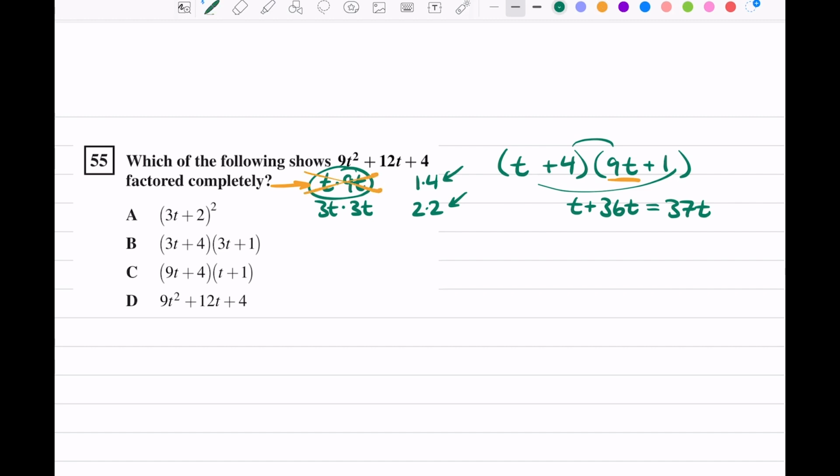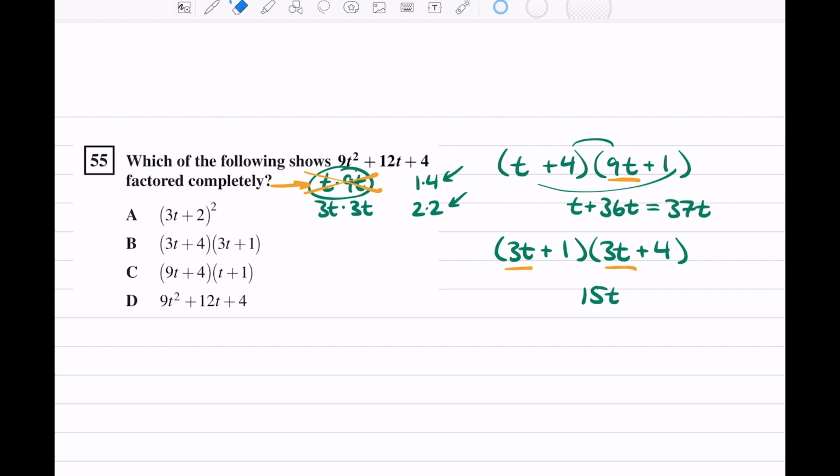And now we need to try 3t and 3t. So we'll put those in as our first pieces. And then again, we're going to need to check our last pieces. And since our first pieces are both the same, it doesn't matter where our 1 and our 4 go in this case. We'll get the same O plus I either way. And in this case, our O plus I would be 12t plus 3t, which gives us 15t. So that would be wrong.